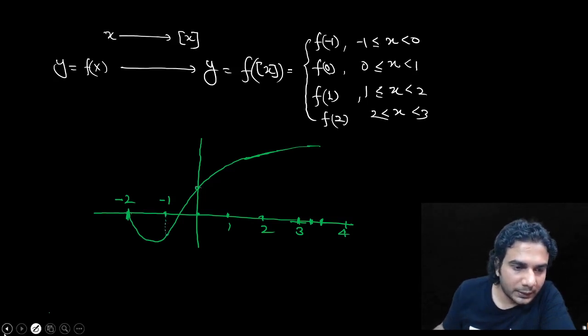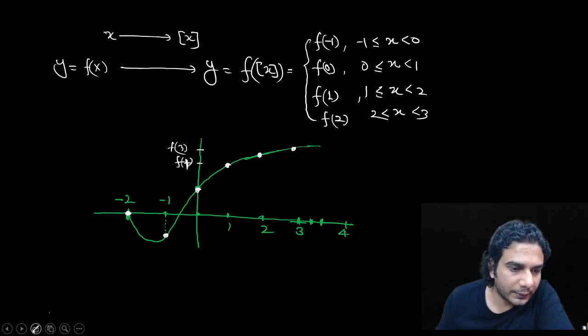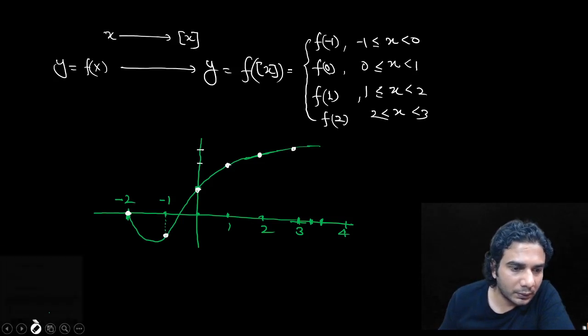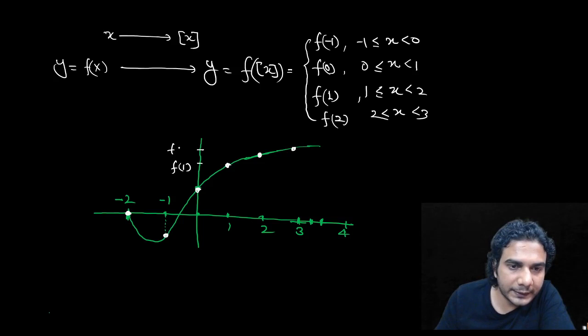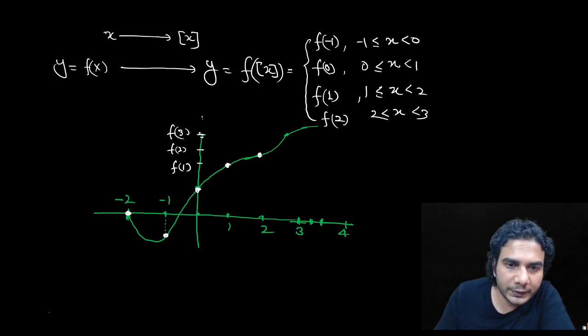So you just mark these points. Which points do you need to mark? You need to mark f of minus 2, f of minus 1, f of 0, f of 1, f of 2, and f of 3. Mark these points first of all, okay? Sorry, this is f of 1 and this is f of 2, alright. This is f of 3, slightly, okay. Let me lift it to some extent. Make this graph like this. This is f of 3. It doesn't matter what the value of f of 3 is. We just need to mark this point, f of 3.